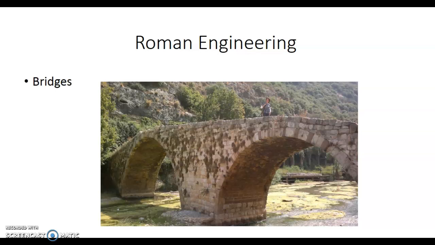The first one is bridge. We know what bridges are, right? This is a bridge. It's usually over some water, and it allows people to pass from point A to point B, from a village to a village. So this is a bridge. You need to know these words.